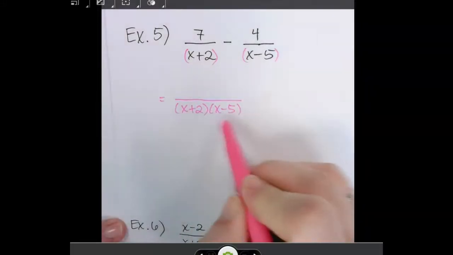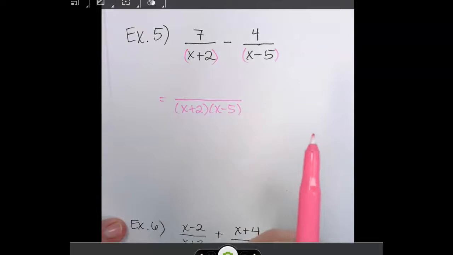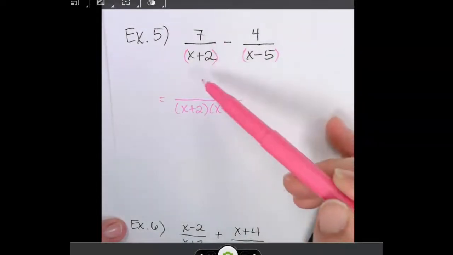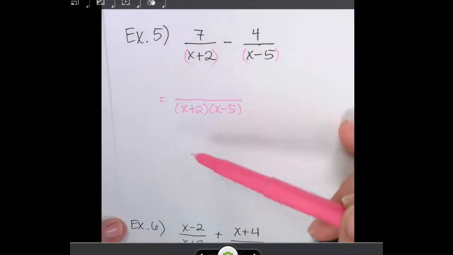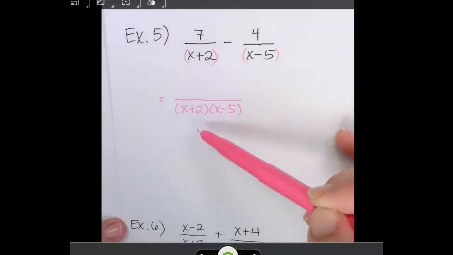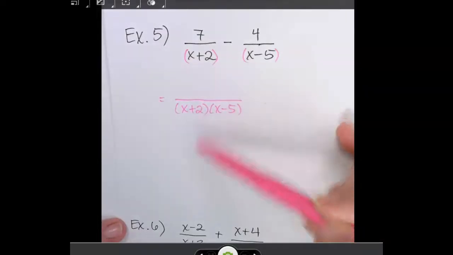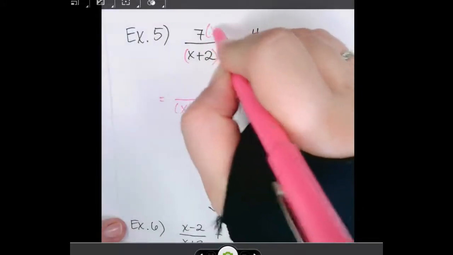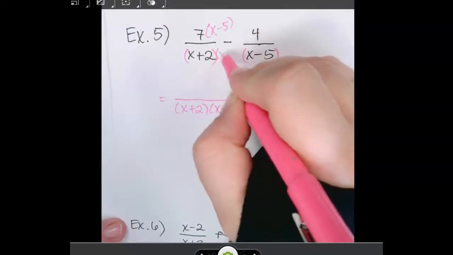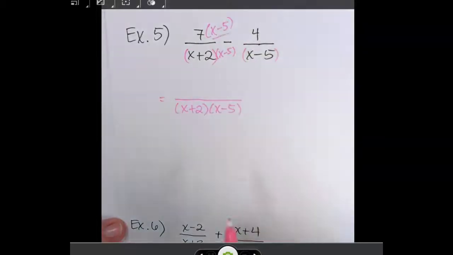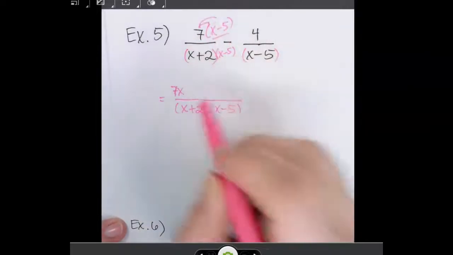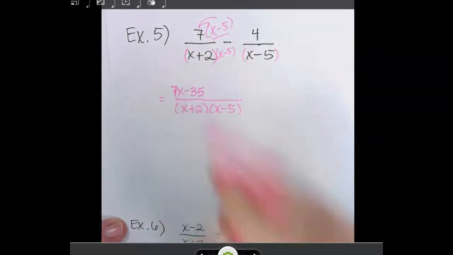So since my least common denominator needs to be these two factors multiplied together, I just, again, go back to each fraction and identify which part of the LCD it is missing for it to match this. So it has the x plus 2, but it does not have the x minus 5 factor. So I need to multiply my first rational expression by x minus 5 over x minus 5. So that would be 7x, again I'm distributing here, minus 35.